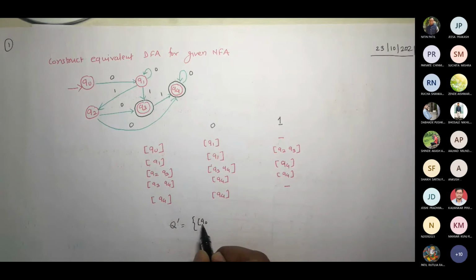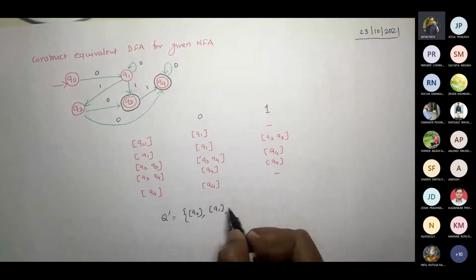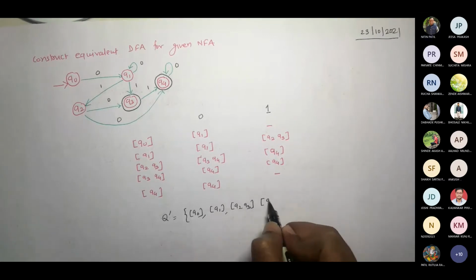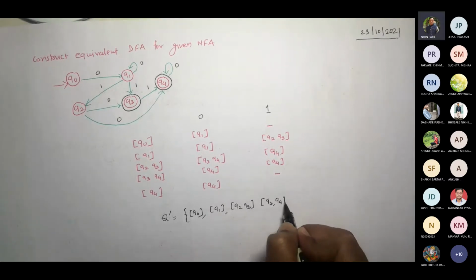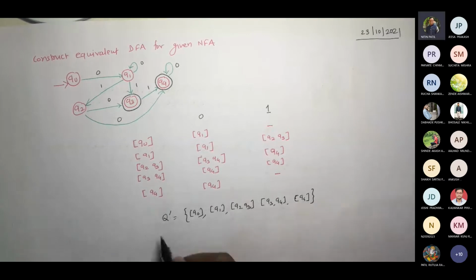So you have Q0, then Q1, Q2, Q3, Q3, Q4, and Q4. What would be F dash?